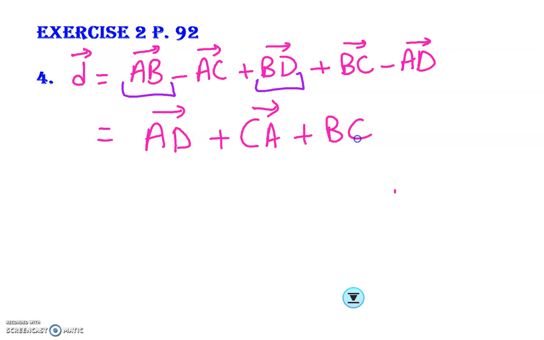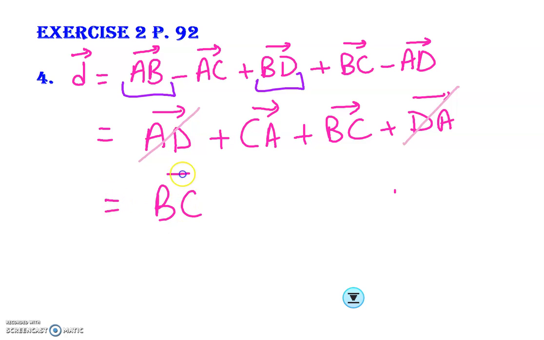plus BC plus DA. Now notice AD and DA are opposite vectors, so we can cancel them out because their sum is 0. Or you can simply say AD plus DA is AA, which is the 0 vector. And we remain with these two. Notice if we interchange these by commutativity, because we know U plus V is the same as V plus U, so CA plus BC is the same as BC plus CA, we get BC plus CA. Since this is the same letter, we get vector BA.